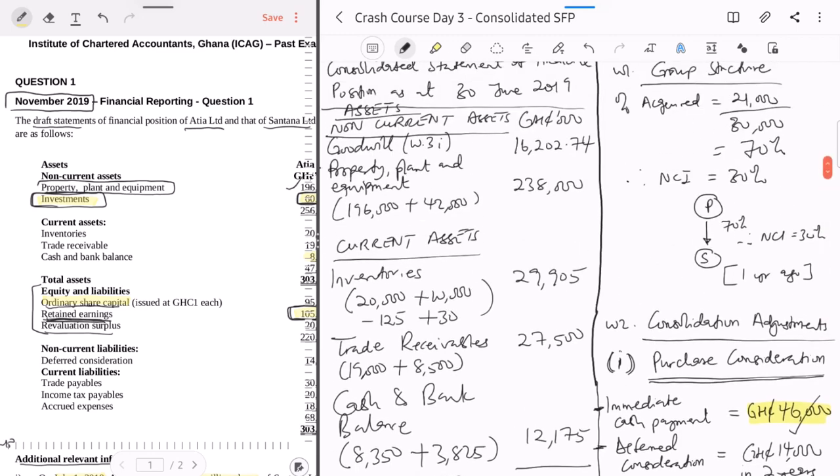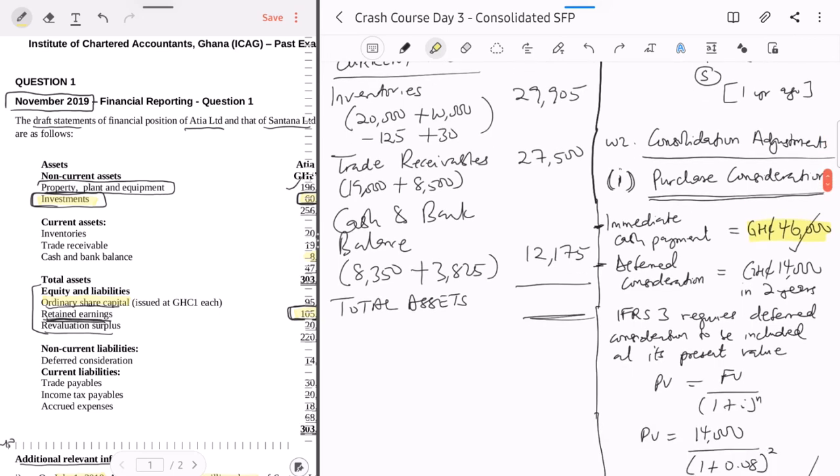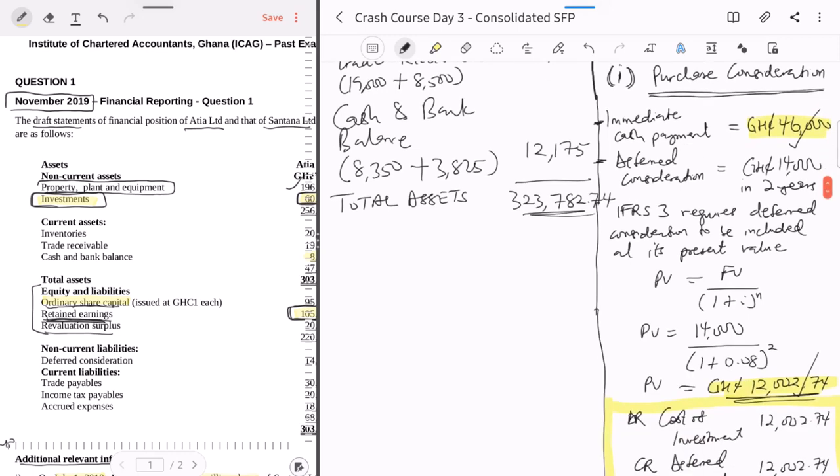So let's start from the top. I start with my inventory of 16,202.74 plus 238,000 plus 29,905 plus 27,500 plus 12,175. So that gives me, let me clean these things first. That gives me 323,782.74. Right? Then I come to the next section of the balance sheet, which is total equity and liabilities.